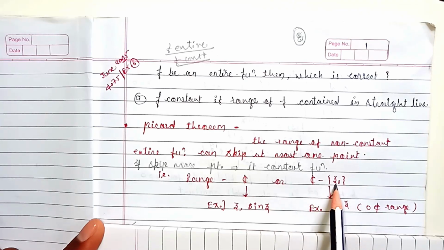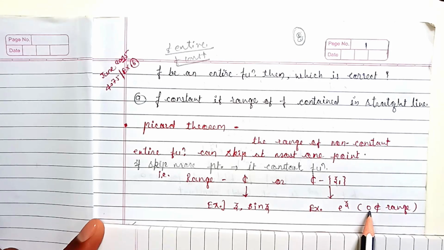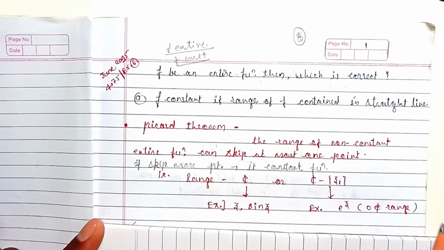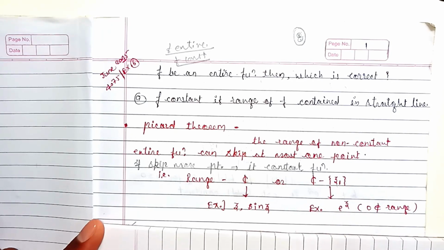Now second: complex plane minus the singleton {z1}. That means if we put z equal to 0, we do not want that value in the function. So e raised to 0 is 1, and we do not want this one in the range. So the range is the complex plane minus {0}, so we skip only 1 point, maximum 1 point. Here I skip only the point 0. So e raised to z is always a non-constant entire function.